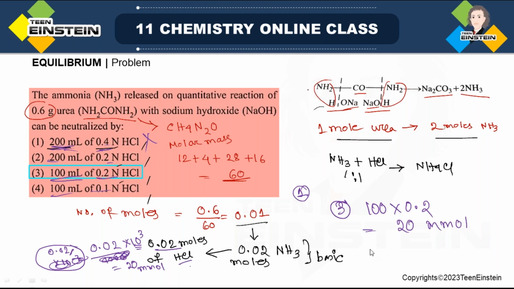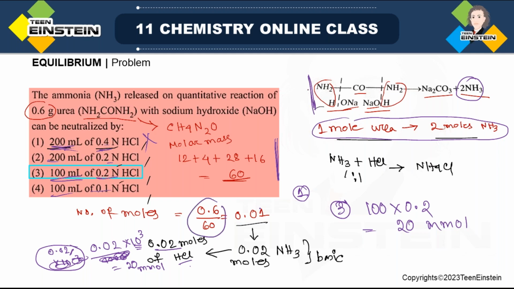So the first step in this problem, you have to write the balanced equation between urea and NaOH, so that you can understand how many moles of ammonia you are getting from 1 mole of urea. That is the first step, and this information is important. Once you know this, the second step is to find the molar mass of urea, because given the mass of urea, you have to convert it to moles, and for that you need the molar mass. So given mass divided by molar mass, you get the number of moles.